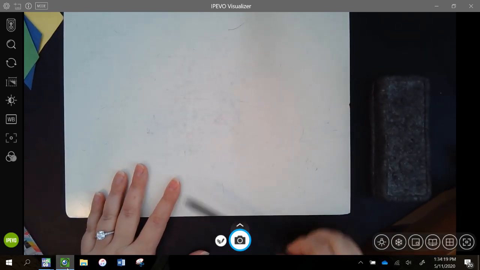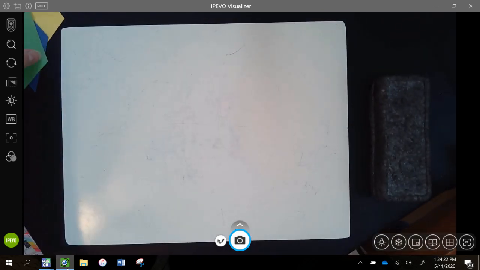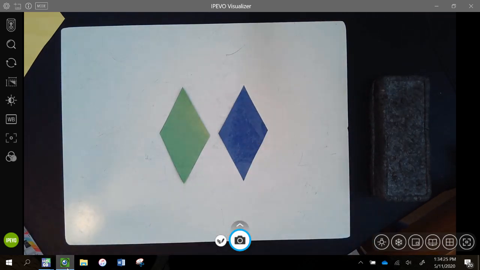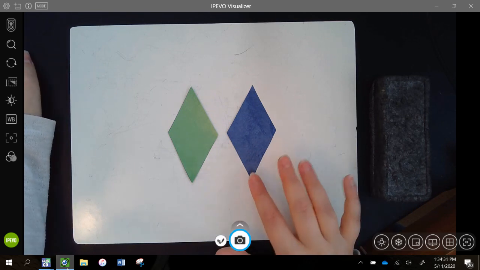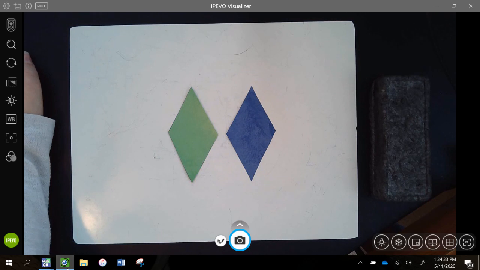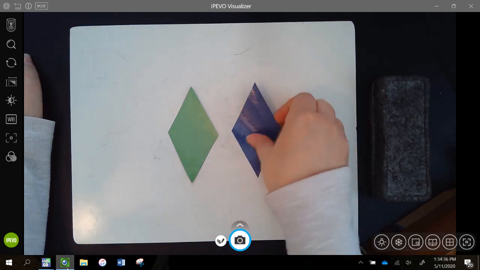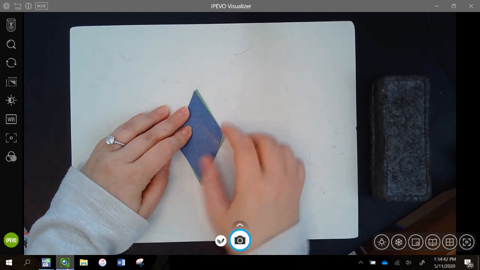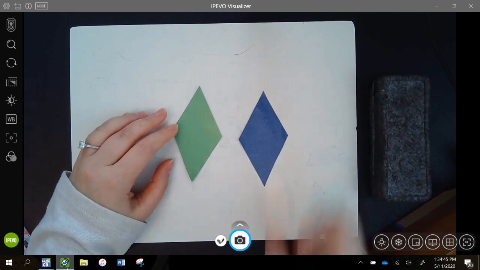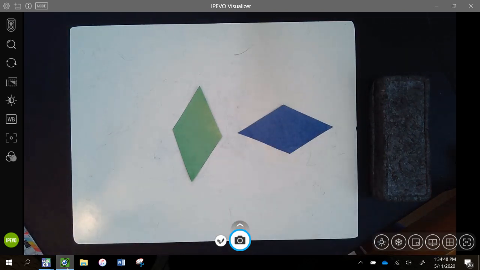Okay, so first off, we have two rhombuses or rhombi, okay? These two shapes are congruent. They're the same size and the same shape, okay? The color doesn't matter. I could put this one on top of the other one, and you would see that they're the same shape, okay, and size. I could move this rhombus like that, but they would still be congruent. It doesn't matter how you move the shapes. Those two shapes are still congruent.